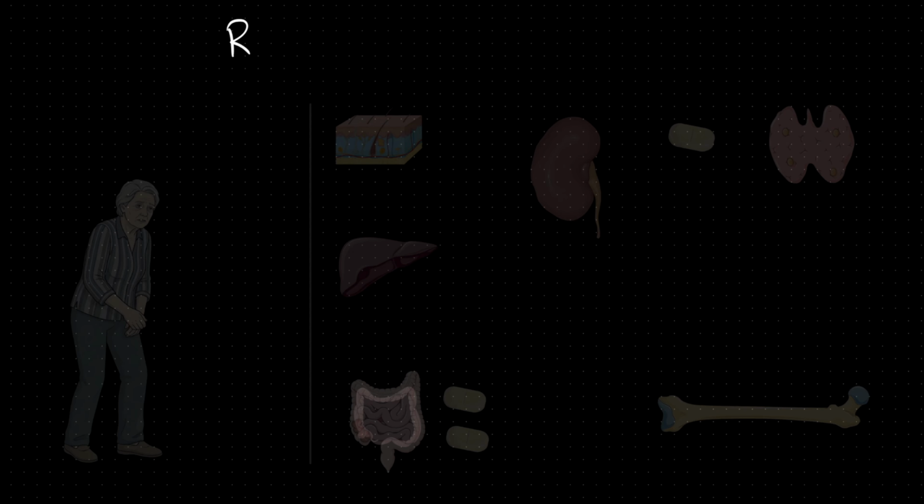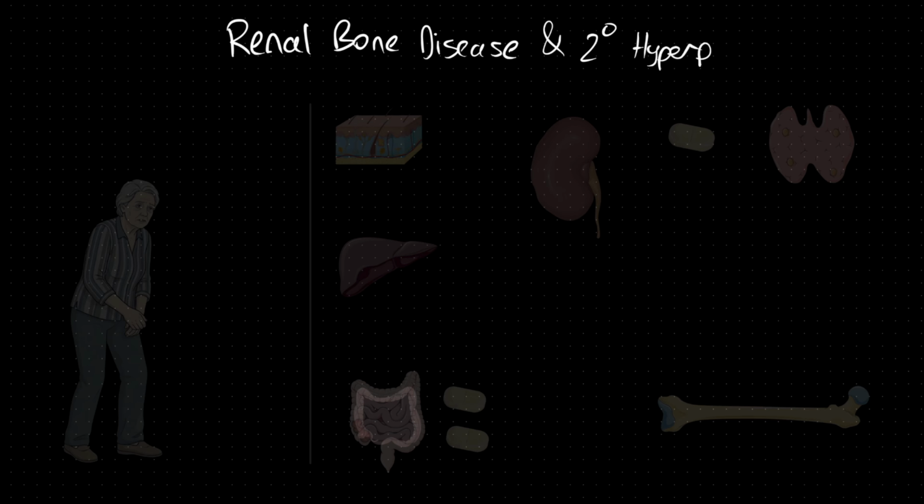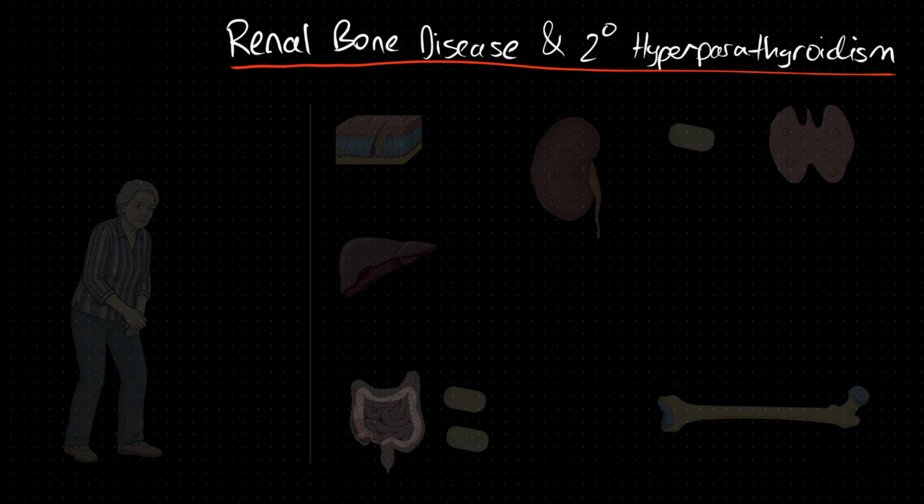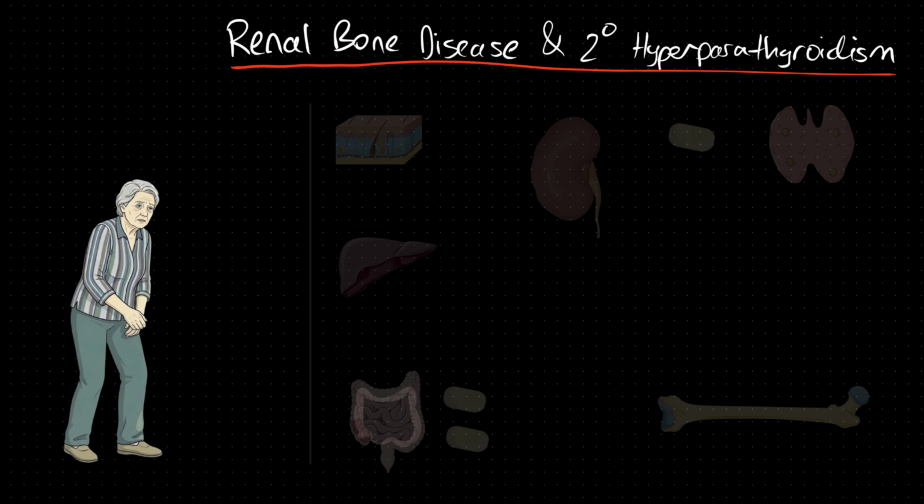Hi, let's answer the question of how renal bone disease and secondary hyperparathyroidism develop. Let's start with the clinical case presentation. We present to you a 70-year-old woman with chronic kidney disease, CKD, in stage G4.